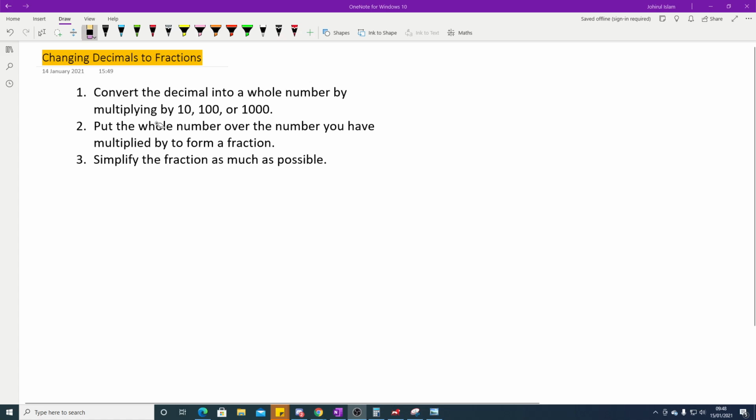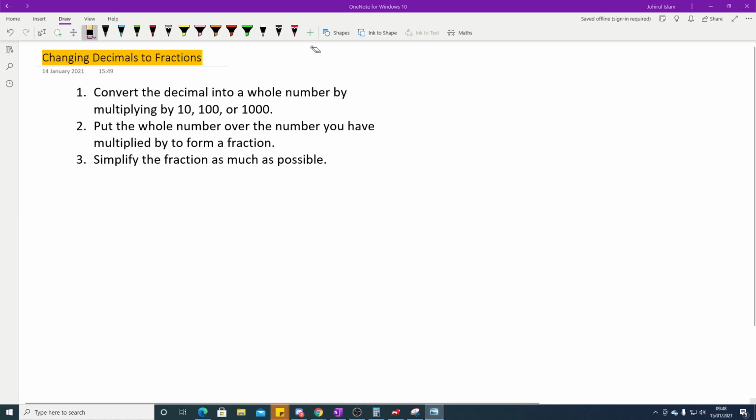The first one is that you need to convert the decimal into a whole number by either multiplying by 10, 100 or 1000. The second step is to put the whole number that you've just made over the number you have multiplied by to form a fraction. So if you multiplied the decimal by 10, you would put the whole number over 10. If you multiplied the decimal by 100 to form a whole number, you would put the whole number over 100, and so on. The third step is to simplify the fraction as much as possible, which should always be the case when you're working with fractions.